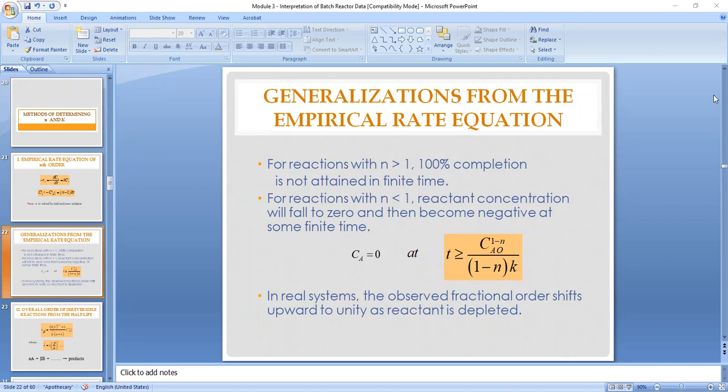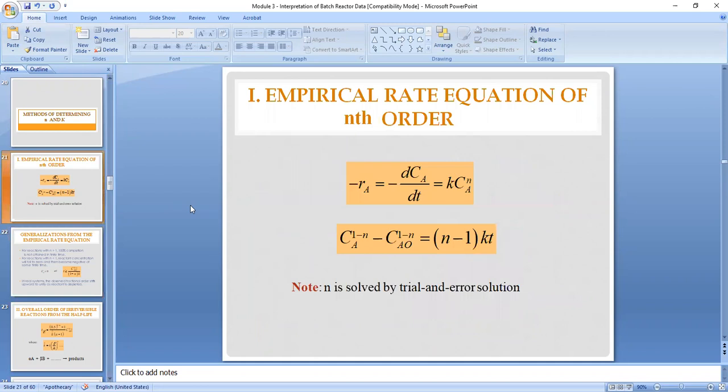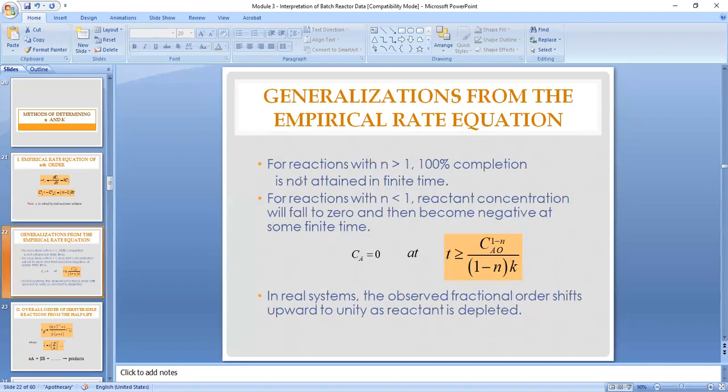Other answers? For this particular type of equation, I hope you could see my slide. If n is greater than 1, it says here 100% completion is not attained in finite time. How do you understand that? When we speak of 100% completion, what do you mean by that? What's your understanding?